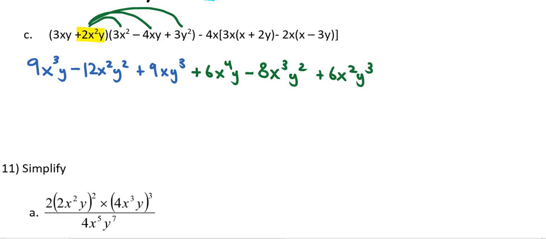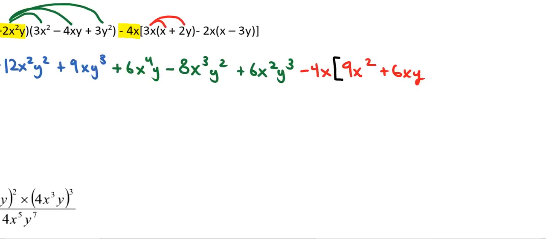Okay, the next thing that I will do is I'm going to highlight this negative 4x, and I'm just going to copy that right down here in red. And then I'm going to put the square brackets right next to it, and then I need to distribute this 3x onto the next terms. So that's going to be 9x squared plus 6xy. And then I'm going to highlight this negative 2x, and then we're going to distribute that right through. So that's going to be negative 2x.